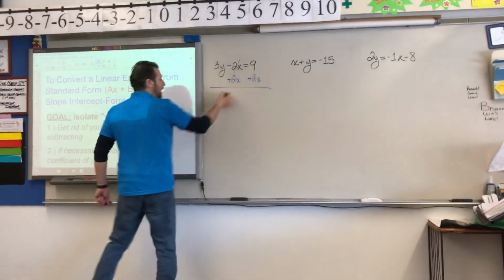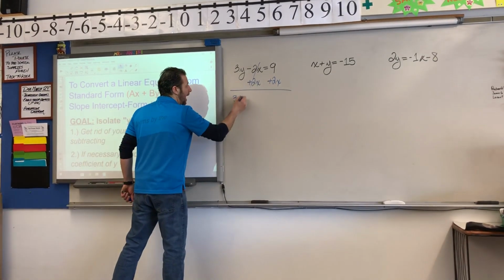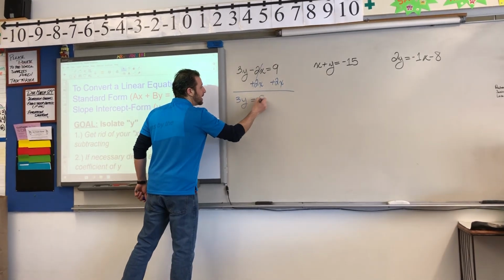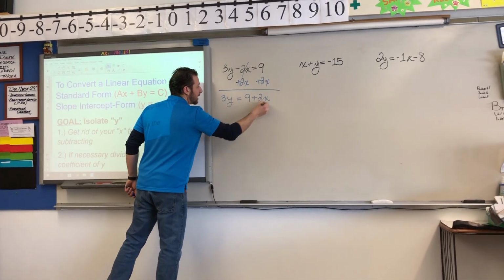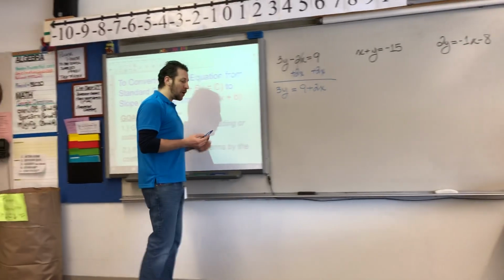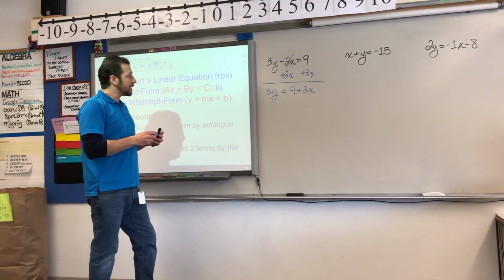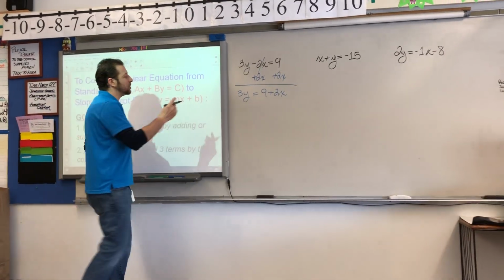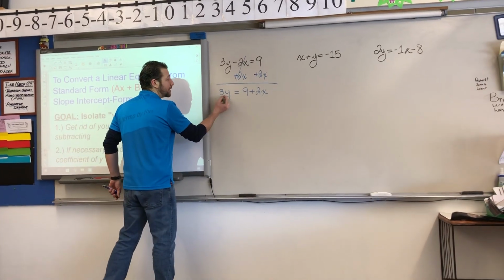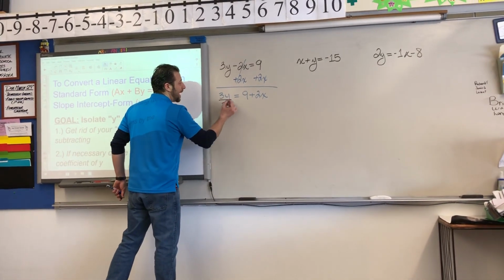When I do that, this cancels. I'm left with 3y equals 9 plus 2x. I cannot combine these because they're not like terms. So basically, at this point now, I still want to try to isolate the y. Y has a coefficient of 3. To isolate, I divide by 3.